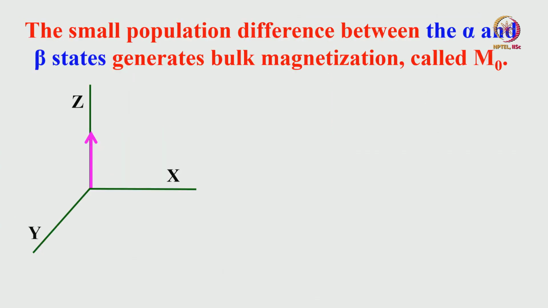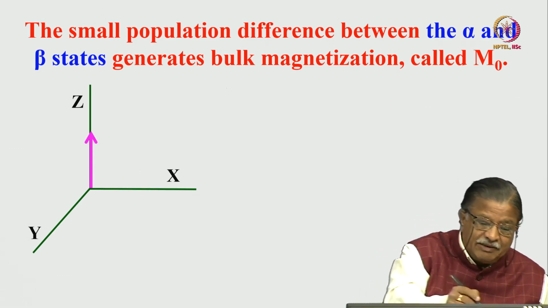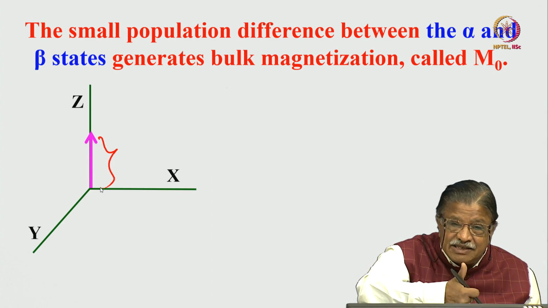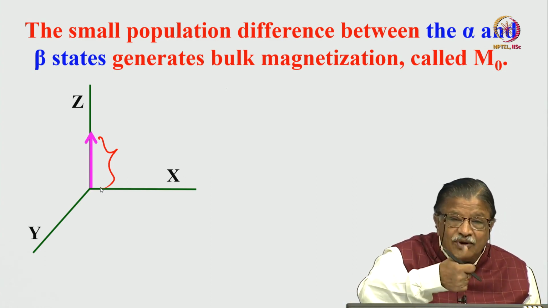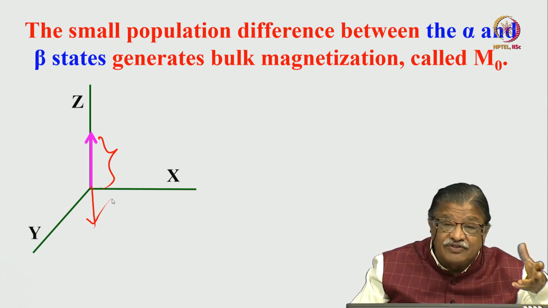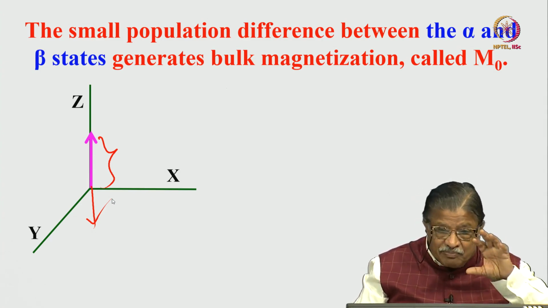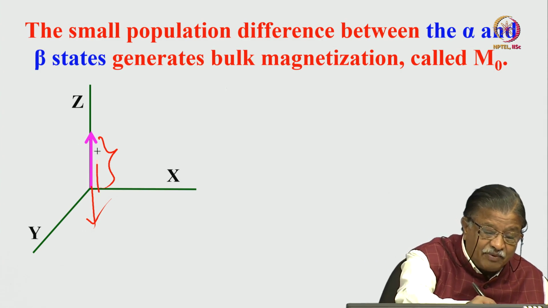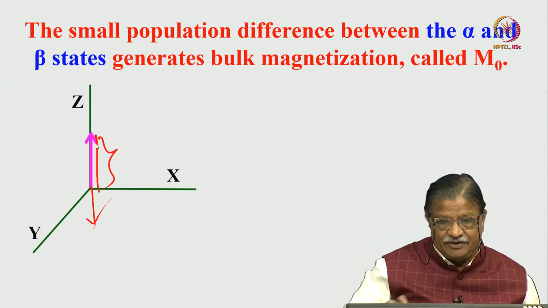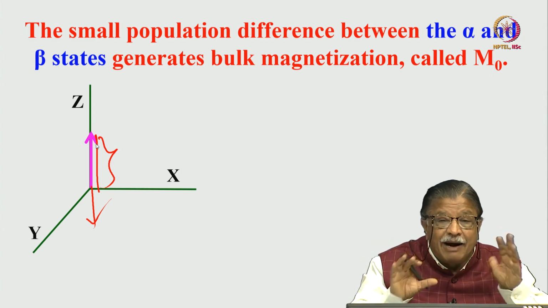But remember, I also said there is a small population difference between alpha and beta states. That means the magnetization along the plus z axis, or this tiny magnet along the z axis, is more than that along the direction opposite to it. Now, if you take the difference of these two, again it is a vector addition. The difference of the magnets between the plus z direction and minus z direction gives a small net magnetization. There is a tiny magnet along the z axis. There is a net magnet. This is what is called magnetization. It is called bulk magnetization.